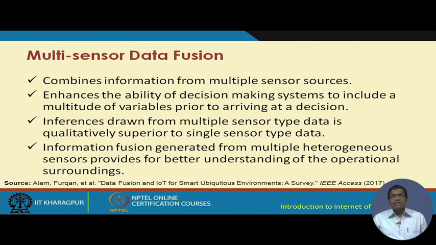Inferences are drawn from multiple sensor type data, and these are typically qualitative. These are of more insight, more meaningful than the single sensor type data. So, putting these different types of data together and arriving at some kind of intelligent decision is more insightful than the individual data. Information fusion generated from multiple heterogeneous sources provides for better understanding of the operational surroundings.